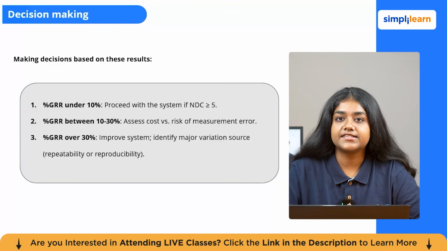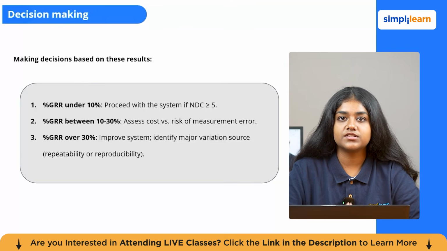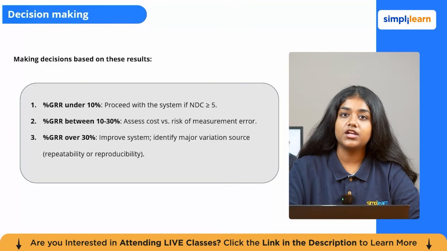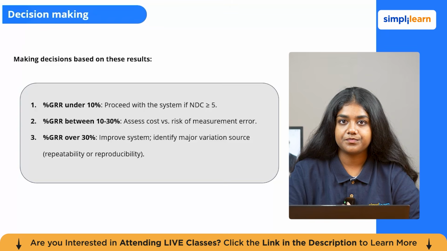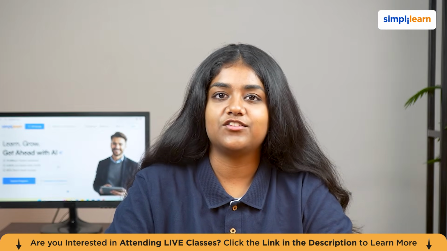If percentage GRR exceeds 30%, improvement is necessary. Identify whether the primary issue is repeatability, that is equipment, or reproducibility, that is operators. Target the largest contributor first. So with that, we've come to the end of this module.